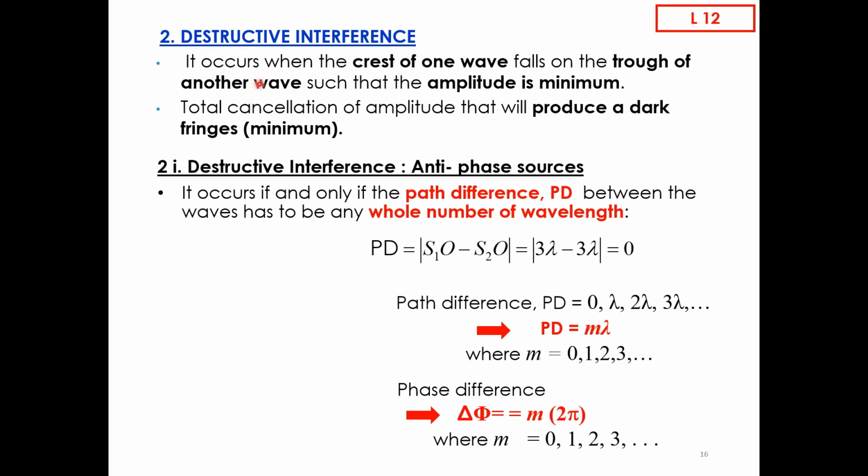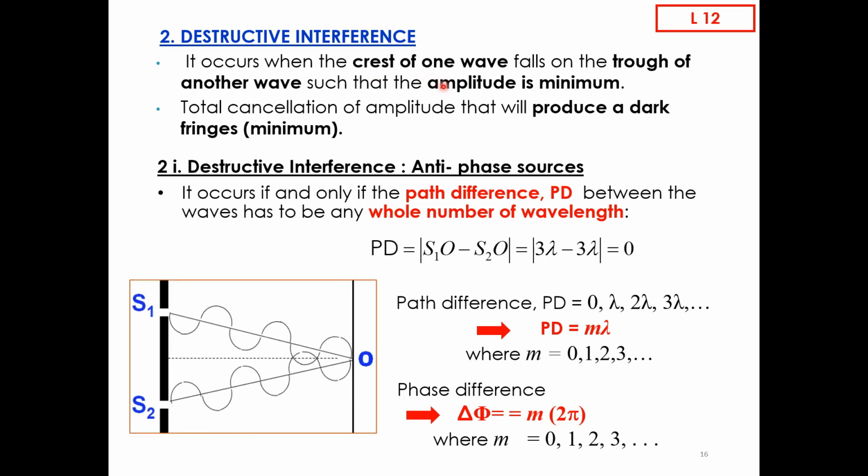Okay, destructive interference occurs when the crest of one wave falls on the trough of the other wave, such that the amplitude is minimum, which means they cancel each other. The total cancellation of amplitude will produce a dark fringe. So at point O here, we produce a dark fringe or minimum.